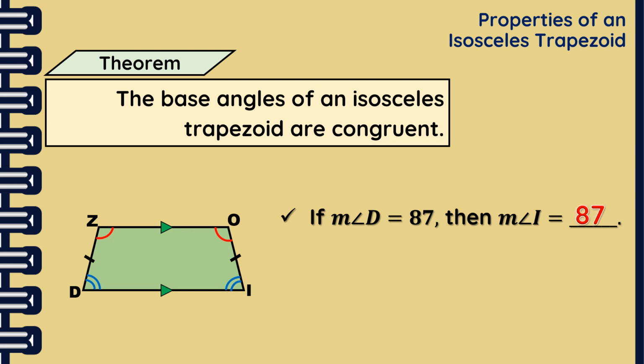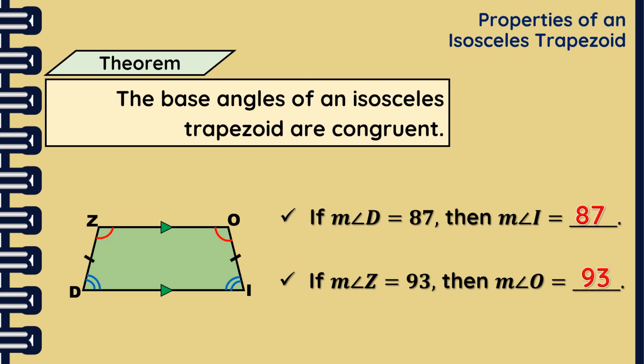The second example is, if the measure of angle Z is 93, then what is the measure of angle O? Based on the figure once again, angles Z and O form a pair of base angles. Therefore, angle O is also 93 degrees.